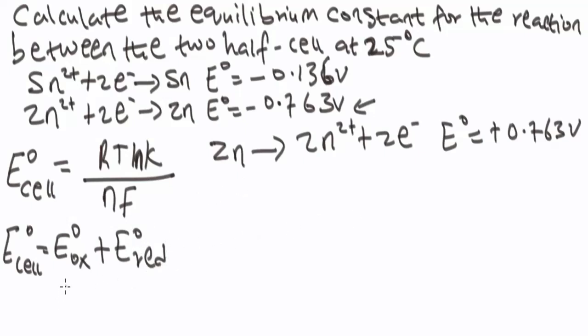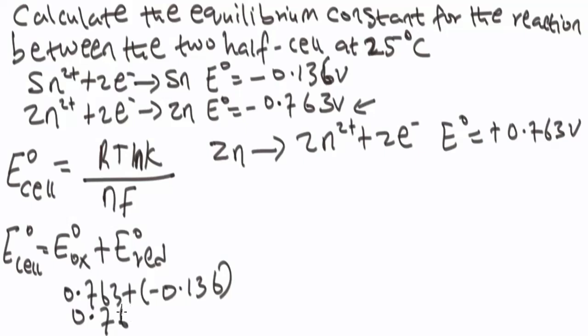Let's plug in the values. They're going to give us 0.763 plus, in bracket because of minus, 0.136. So this is the same thing as 0.763 plus minus minus 0.136. Now let me punch it in my calculator. Okay, so it's going to give 0.627 volts.